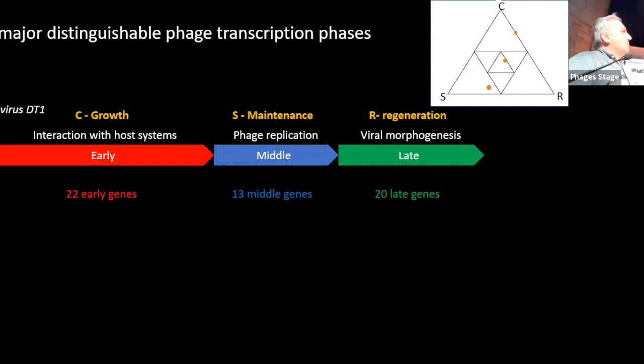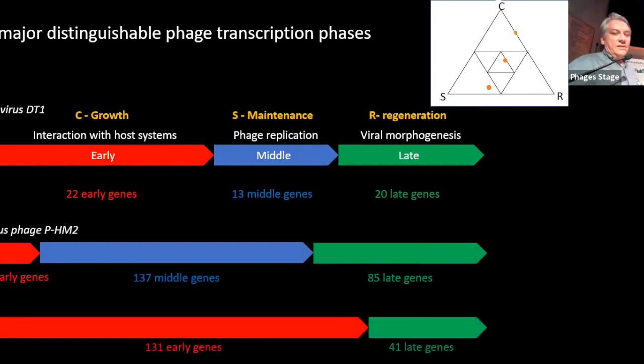If we look at that for different phages, you can see some phages like T5 don't have middle genes and put all their resources in the first part, in the early genes, in the growth. So we can just use these as coordinates in the ecological triangle, and we get different types. The T5 would be here in the competitor region, whereas the sun phage here is stress tolerating, and so on.